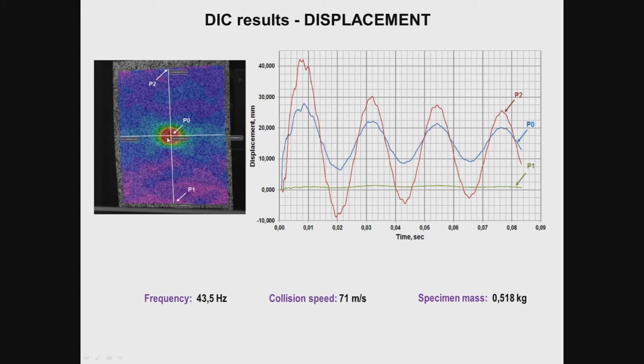in the direction perpendicular to the target's plane for 3 different points on the target's vertical axis of symmetry: the point P0 on the rear surface of the sample at the point of the collision, P2 near the peripheral section, and P1 near the embedment. This data was obtained for the projectile collision speed of 71 meters per second.